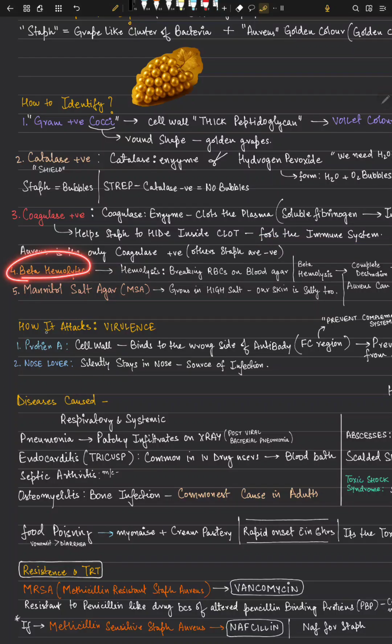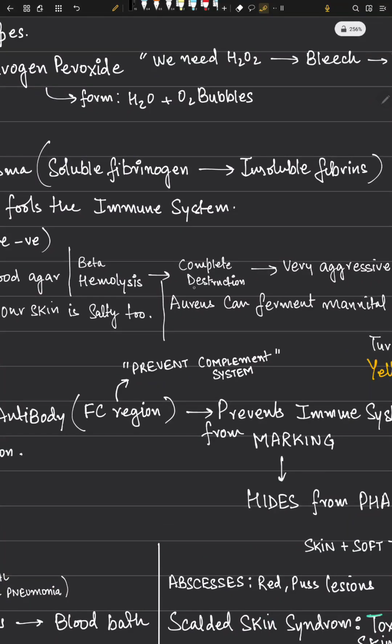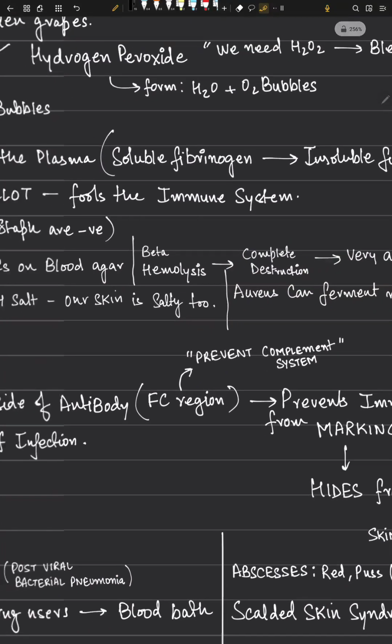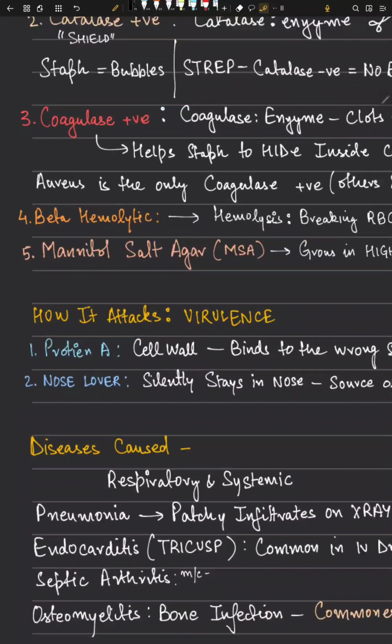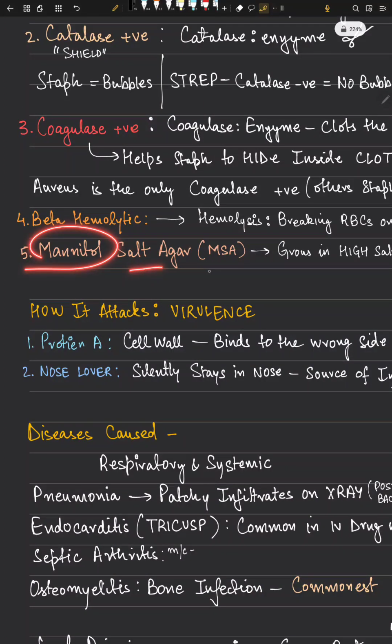What about beta hemolytic? Well, there's something called beta hemolytic. Hemolysis means breaking RBCs, that is red blood cells, on blood agar, right? So beta hemolytic means that it completely destroys the red cells around the colony on the agar plate, and it's very aggressive.